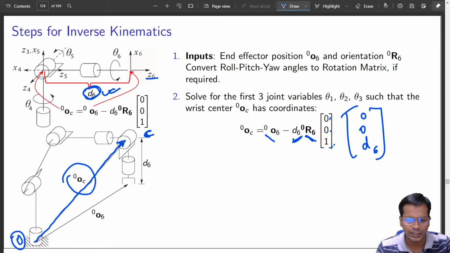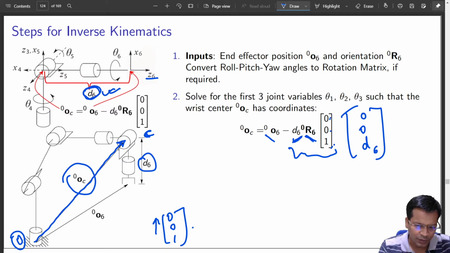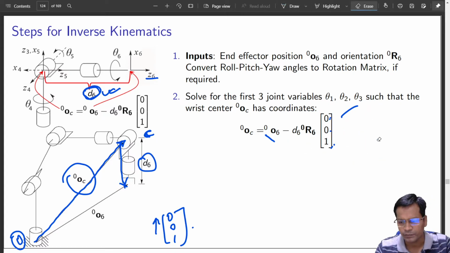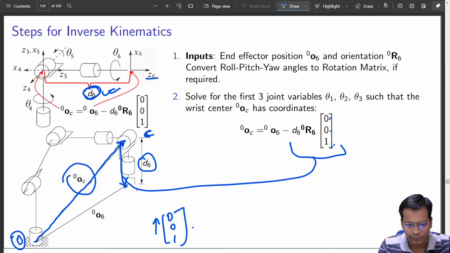D6 initially was something like this, I assume 0, 0, 1, oriented like this, and I have applied the rotation matrix to rotate this vector to the way the end effector is oriented. So this effectively gives me the position vector, this. So effectively I will just wipe it off and point there. Whole of this is nothing but this vector.